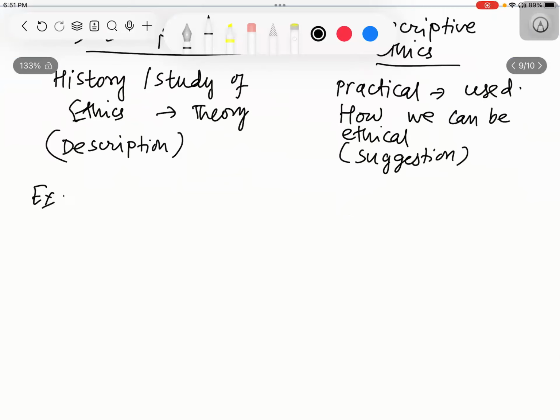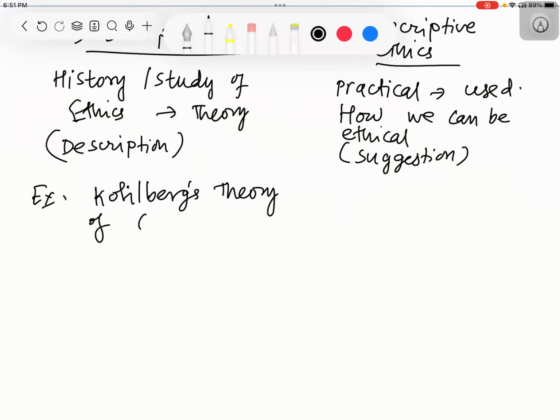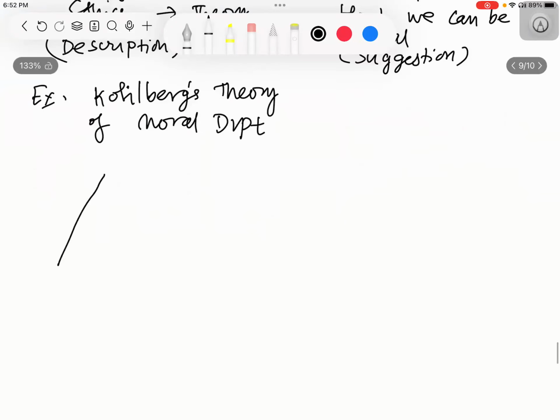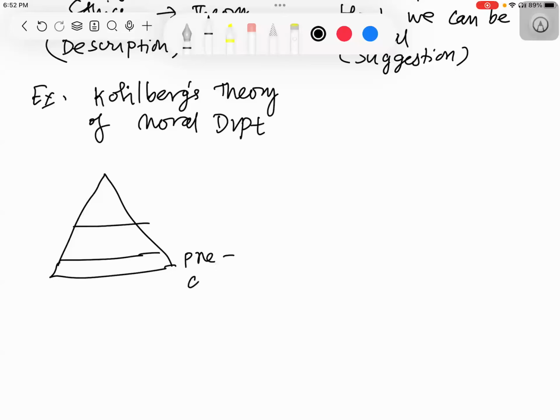For example, if you see Kohlberg's theory, we discussed it. Do you remember this? Kohlberg's theory of moral development. We had discussed how human morality develops in stages. If you remember, he had said that human morality develops in 3 stages: the pre-conventional level, the conventional level, and the post-conventional level.